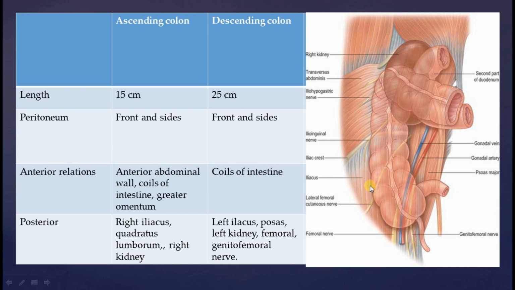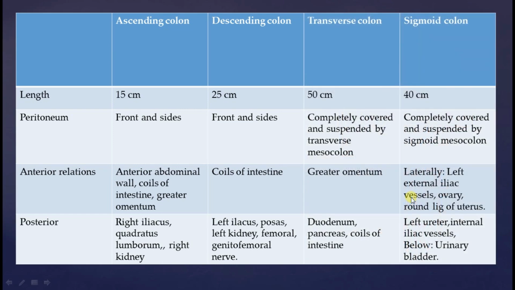Posteriorly, the psoas major muscle, iliacus and right kidney form the posterior relations of the ascending colon. For the descending colon, again the left kidney, left iliacus, and the genitofemoral nerve. Behind the transverse colon will be the pancreas, second part of the duodenum, and coils of intestine.